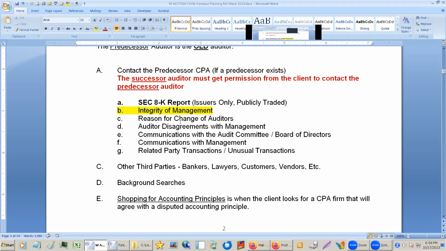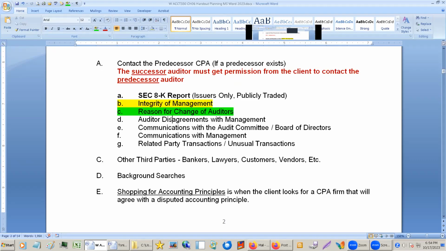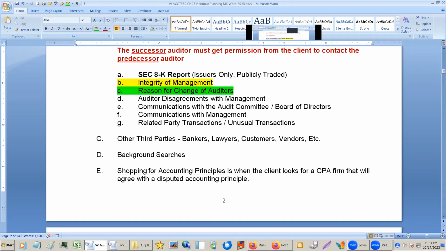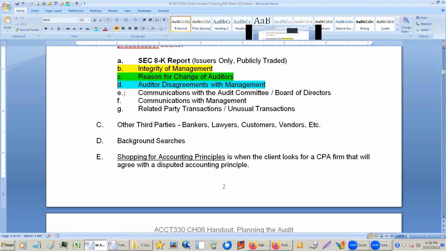Integrity of management. How are they? Reason for the change of auditors. It could be that the auditors didn't want to go on with it. It could be that the company, or the client, didn't want to go on with it. Disagreements. What were their communications like with the board of directors? What were their communications like with management? And related party transactions or unusual transactions.